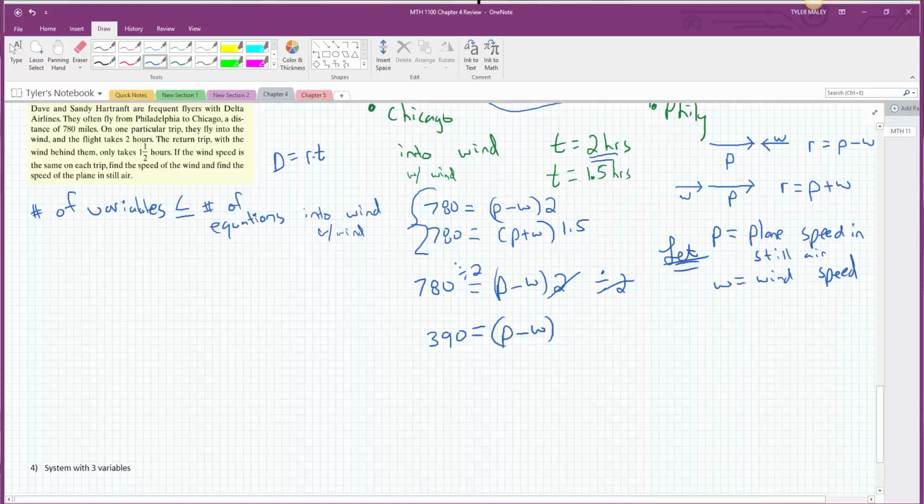So then I can do the same thing with the next one, right? Divide both sides by 1.5. If I take 780 divided by 1.5, I get 520, and then this would be p plus w. So what I did here is divide both sides by 1.5, and we divided both sides here by 2. So this is simply just 390. We can get rid of the parentheses if you wish.